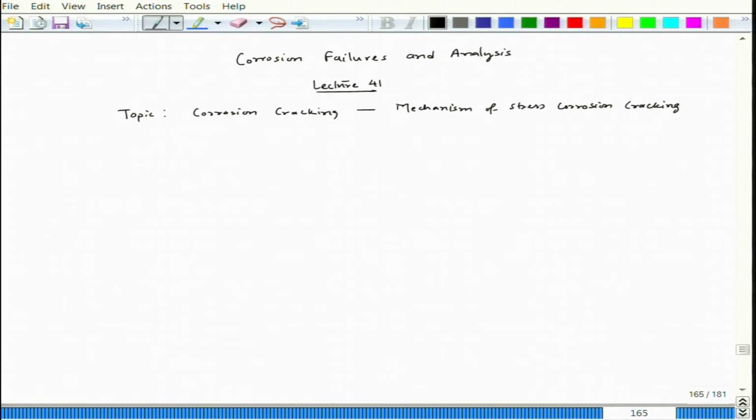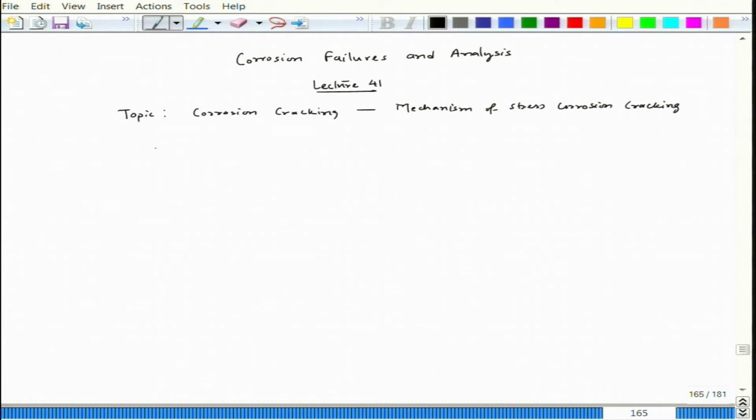And in fact, while understanding the mechanism of stress corrosion cracking, we will also talk about hydrogen induced cracking or hydrogen assisted cracking, as well as corrosion fatigue.